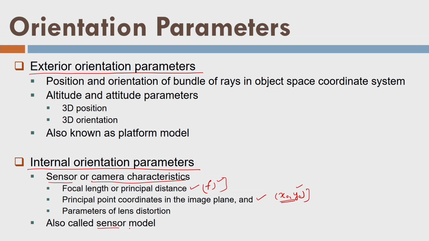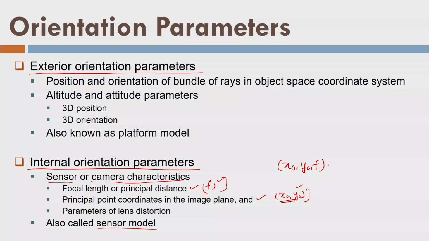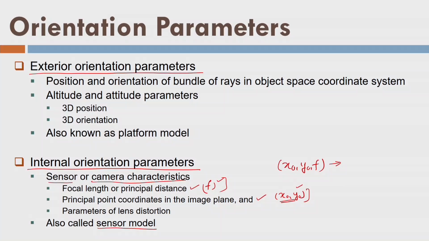They are also called the sensor model. So, the moment I ask what the sensor model is, I am asking about these 3 parameters, x0, y0, f, for a particular image which is acquired with a particular camera. These will remain fixed if the camera is fixed, and that is why they are called sensor model or camera characteristics. So, once I fix these, the camera is known.